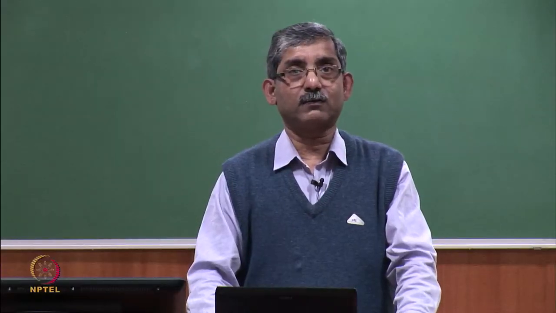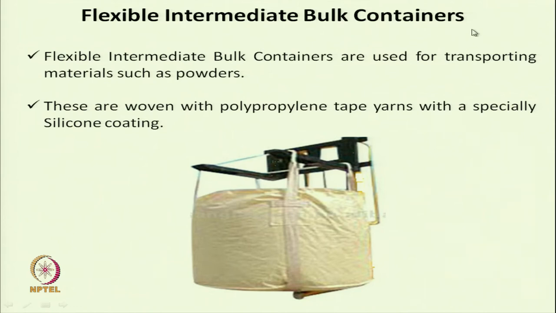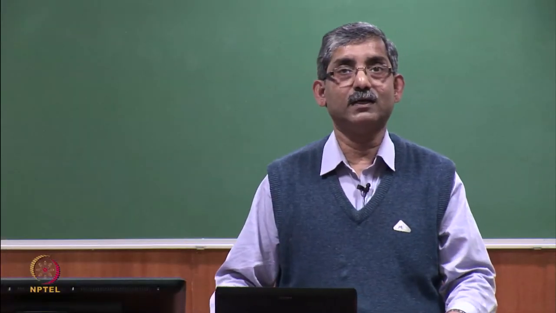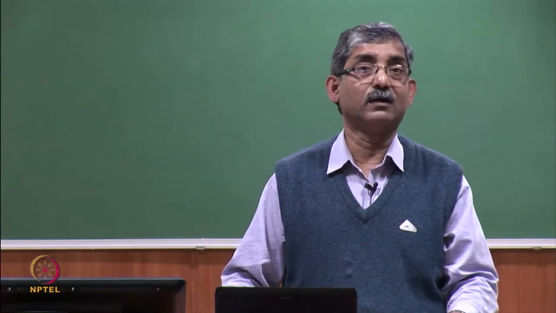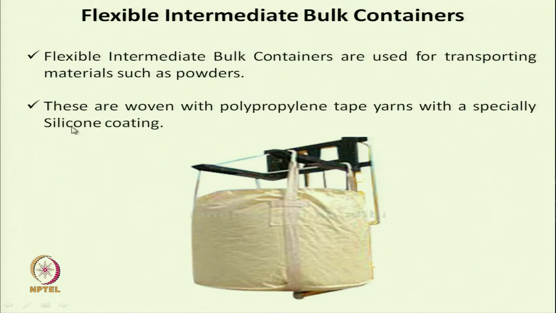Another technical textile product is the flexible intermediate bulk container. This type of container is used in the automobile industry to carry bulk products like powder type products. So, woven fabrics, basically polypropylene, are used. Here nylon and polyesters are used, silicon coated, and with polypropylene tapes. This is very important because it has to carry powder-like materials.